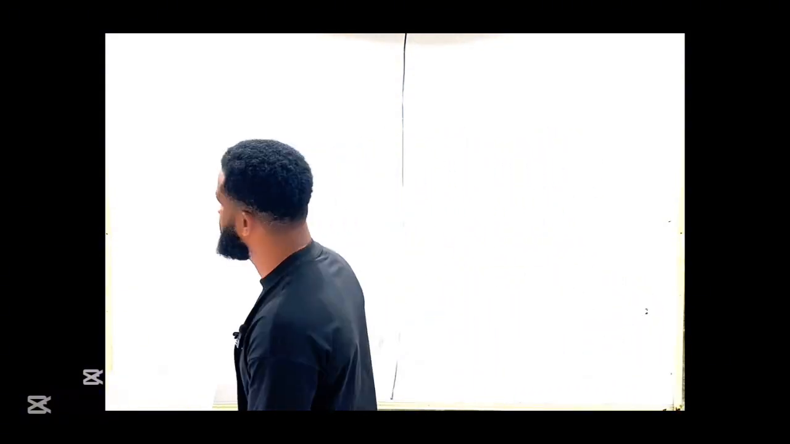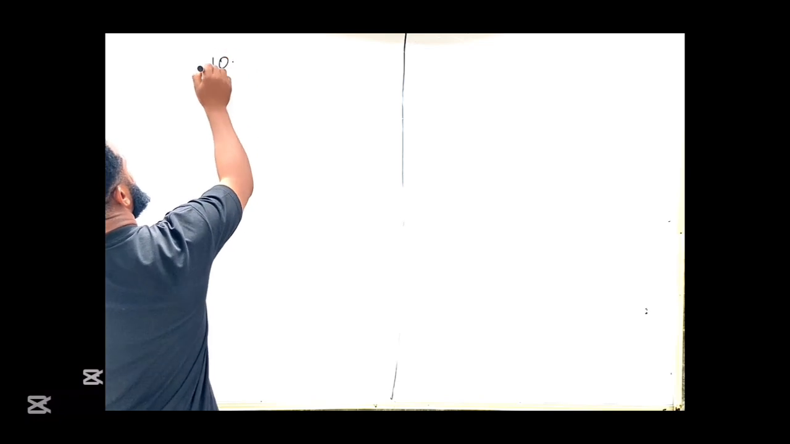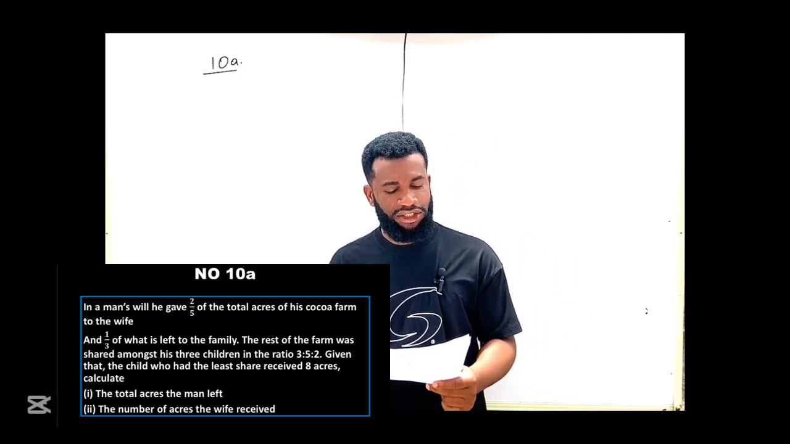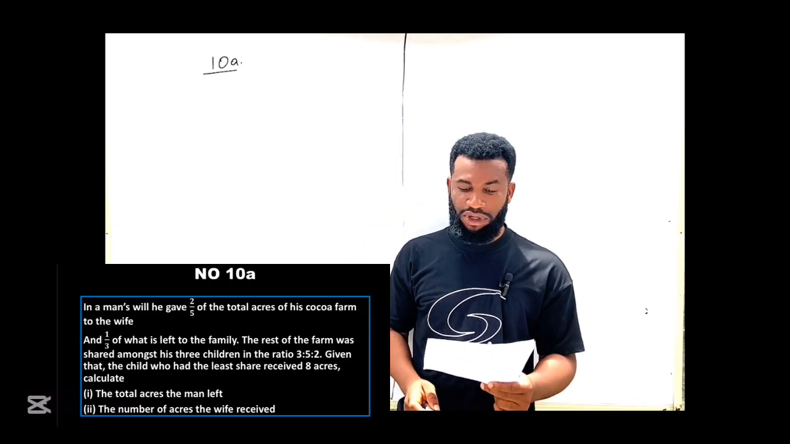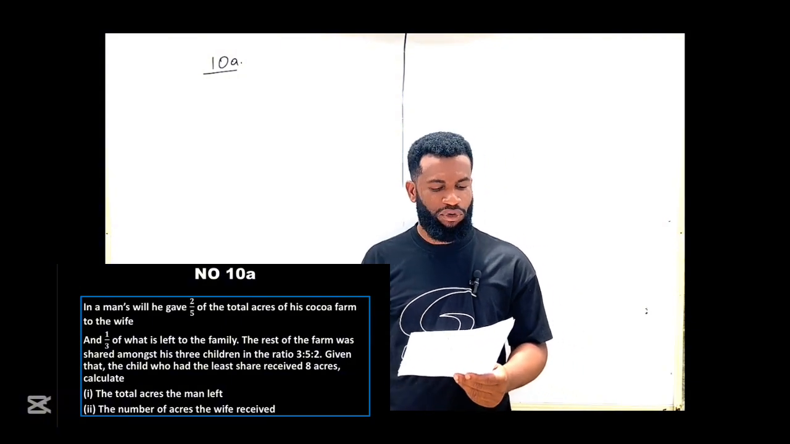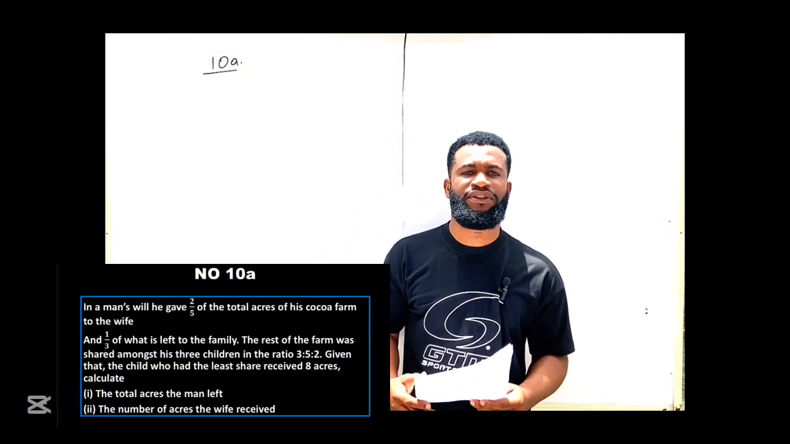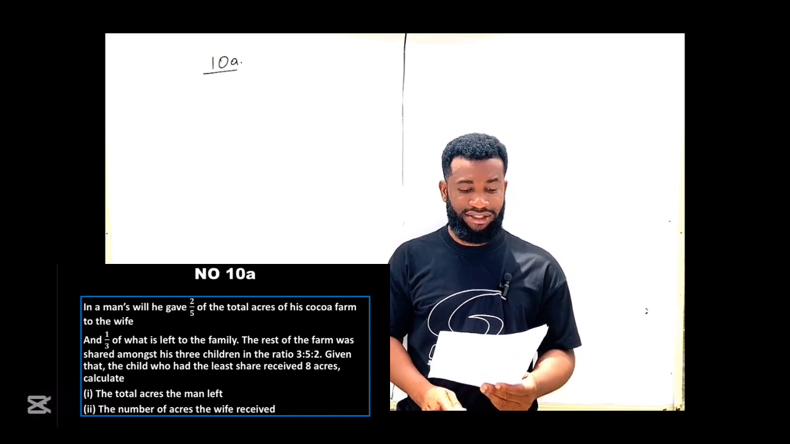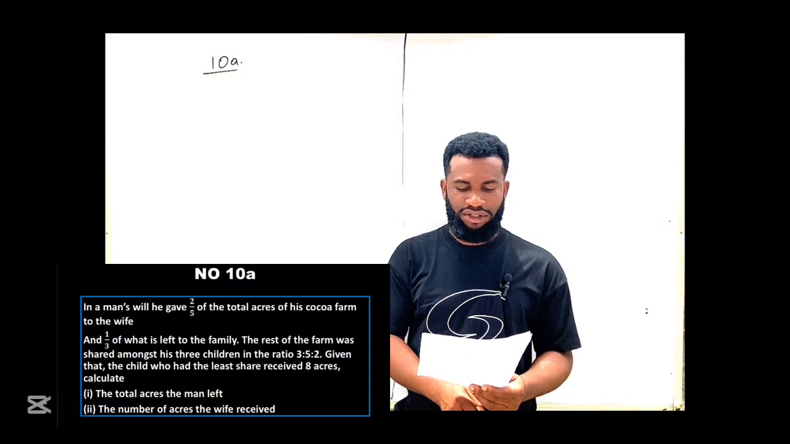All right, number 10 question. So in number 10, that should be number 10A. The question says, in a man's will, he gave 2/5 of the total acres of his family farm to the wife and 1/3 of what is left to the family. So the rest of the farm was shared amongst his 3 children in the ratio of 3:5:2. Given that the child who had the least share received 8 acres, calculate the total acres the man left.